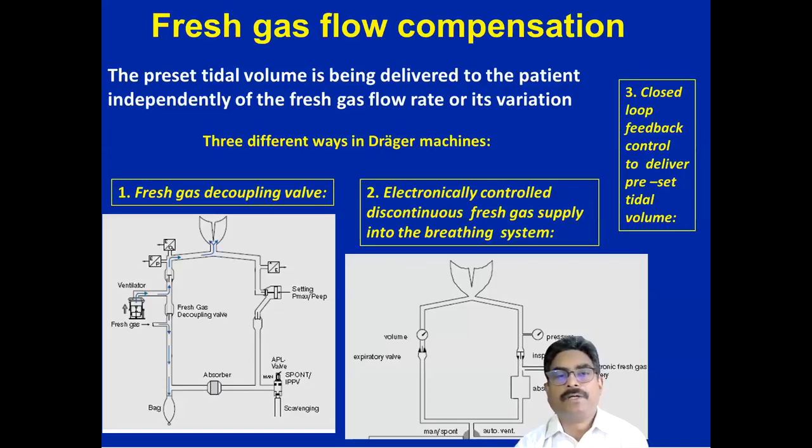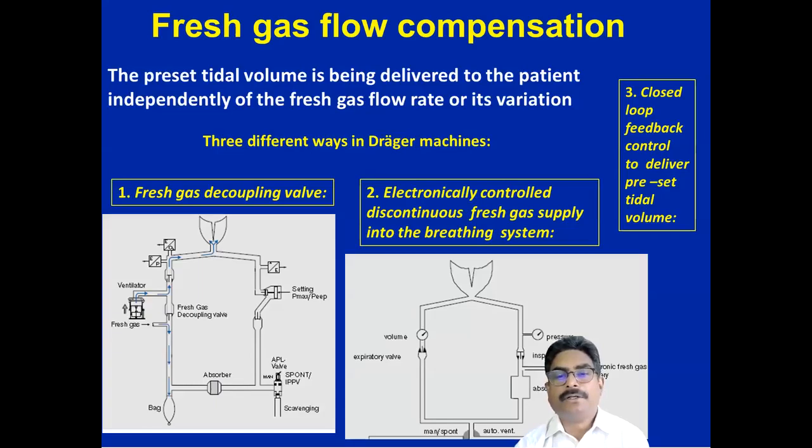So coming to fresh gas flow compensation, there are 3 types available in the Dräger machine. One is the fresh gas decoupling valve. In the decoupling valve, during inspiration, the fresh gas flow goes into the reservoir bag and comes into the ventilator in the next expiration cycle for the next inspiration.